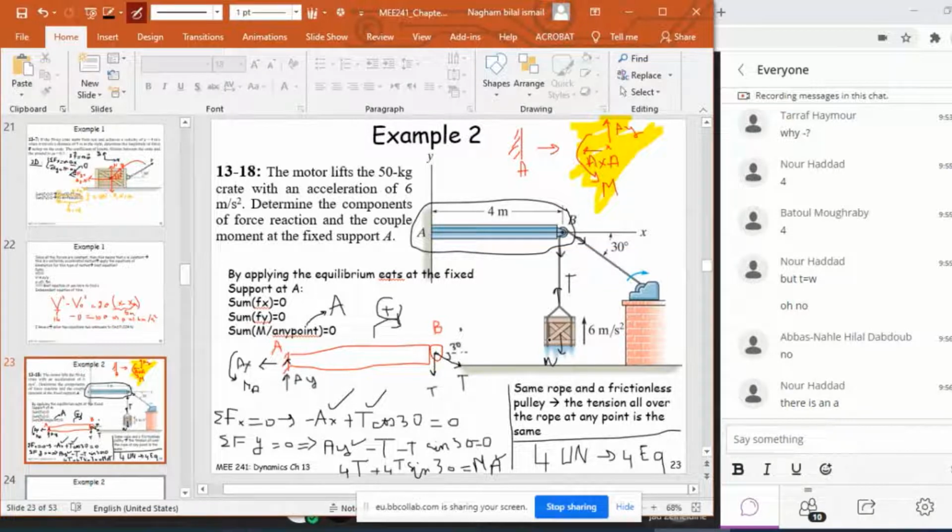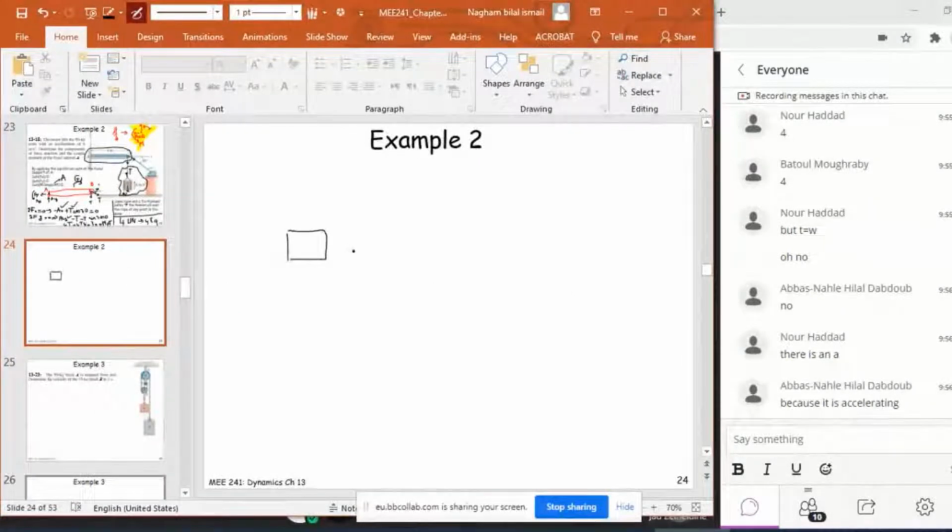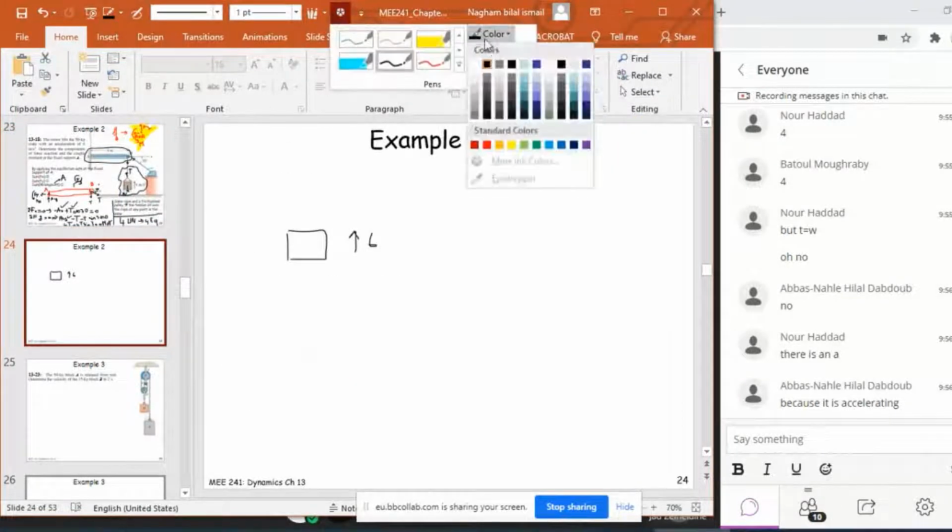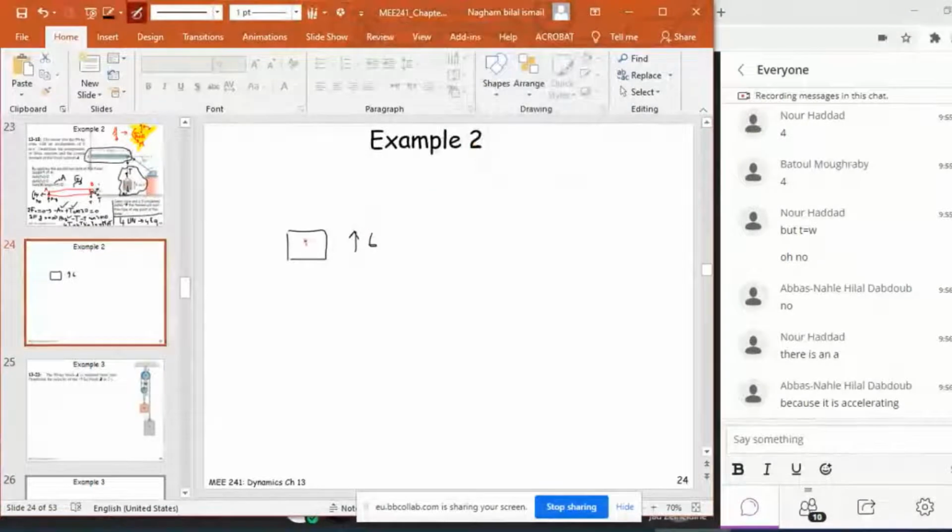Okay, so I'm gonna find T, or I'm gonna find the additional equation by taking this crate as my free body diagram. So I'm gonna separate this crate from my whole system, all right? So if I take this crate as my free body diagram, this is the crate. I know that the acceleration is 6. So this is my acceleration, 6 meters per second squared. And I'm going to show the free body diagram by showing the forces exerted on this crate. I have this tension in vertical direction, and I have the weight, right? And you know the weight. The weight is 50 kilograms times gravity.